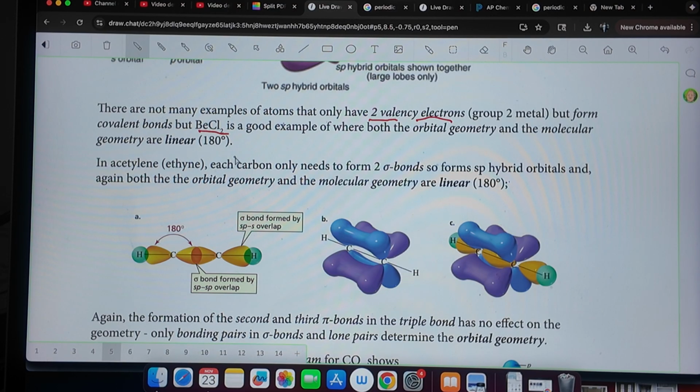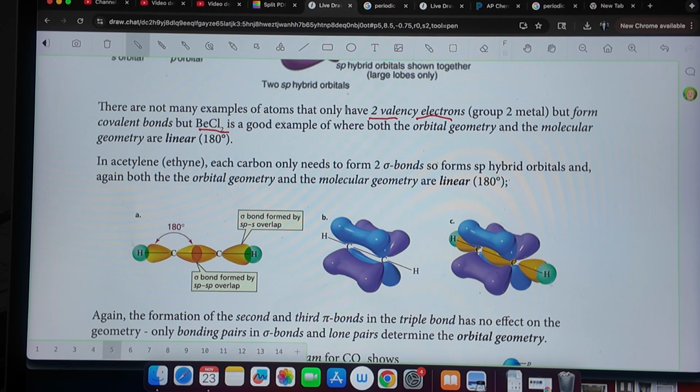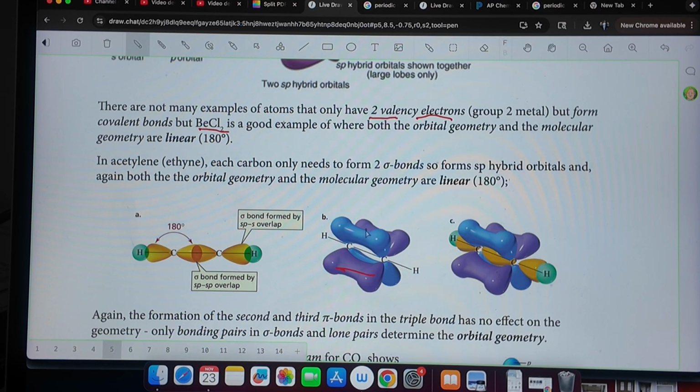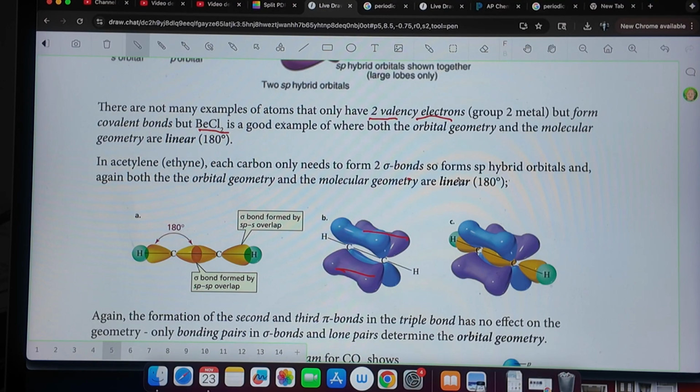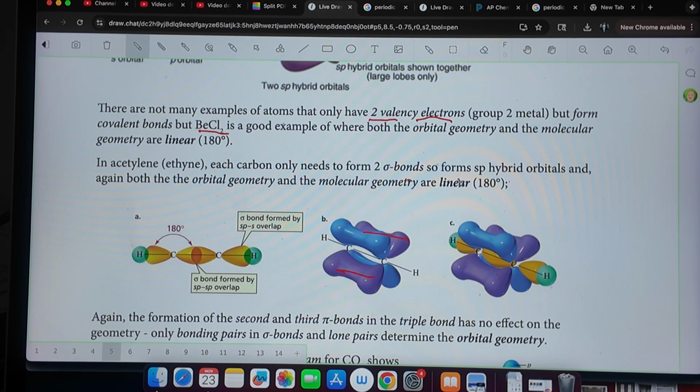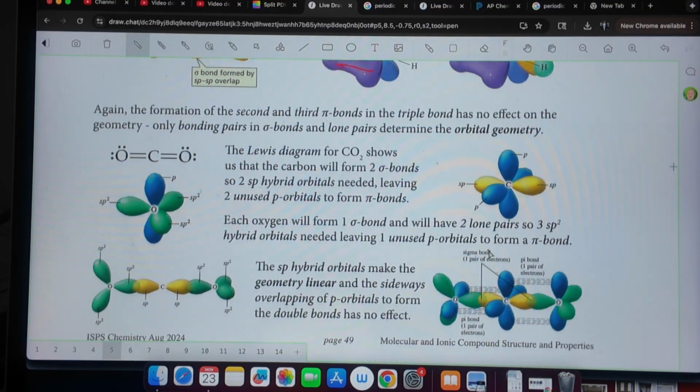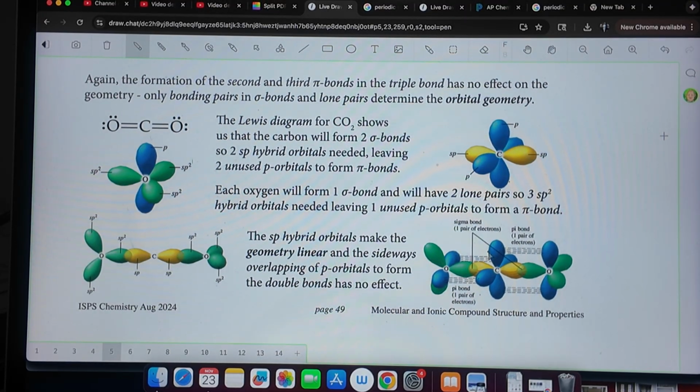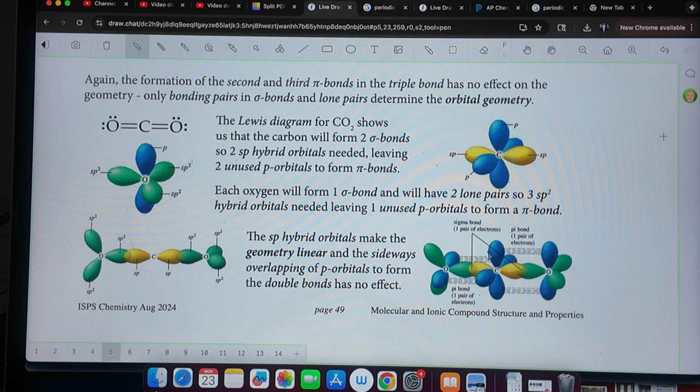And in acetylene, each carbon only needs to form 2 sigma bonds because it's triple bonded to the other carbon. There's a bond here, there's a bond here. 2 sigma bonds, so it forms sp hybrid orbitals. And again, the original geometry and the molecular geometry are linear. The formation of the second and third pi bonds in the triple bond has no effect on the geometry. Only bonding pairs in sigma bonds and lone pairs determine the orbital geometry.